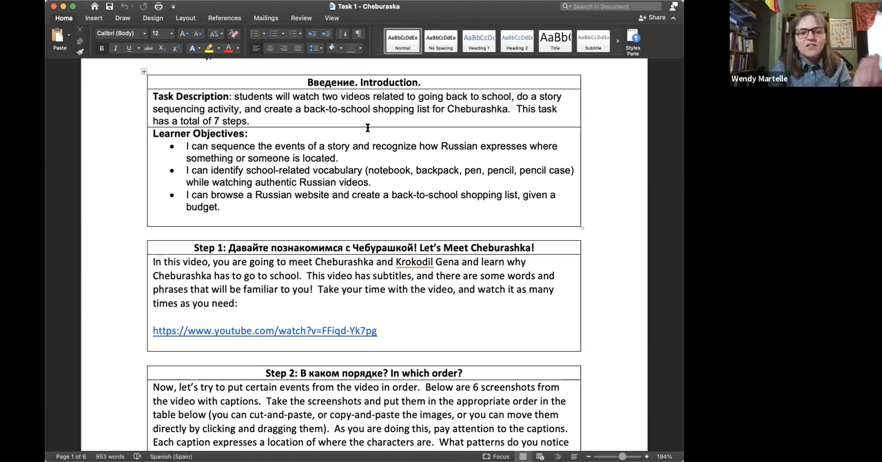Their objectives were sequencing the events of the story, recognizing how Russian expresses where something or someone is located, which was like the beginning of showing location, the prepositional case, identifying school-related vocabulary, and then browsing a Russian website to create a back-to-school shopping list.